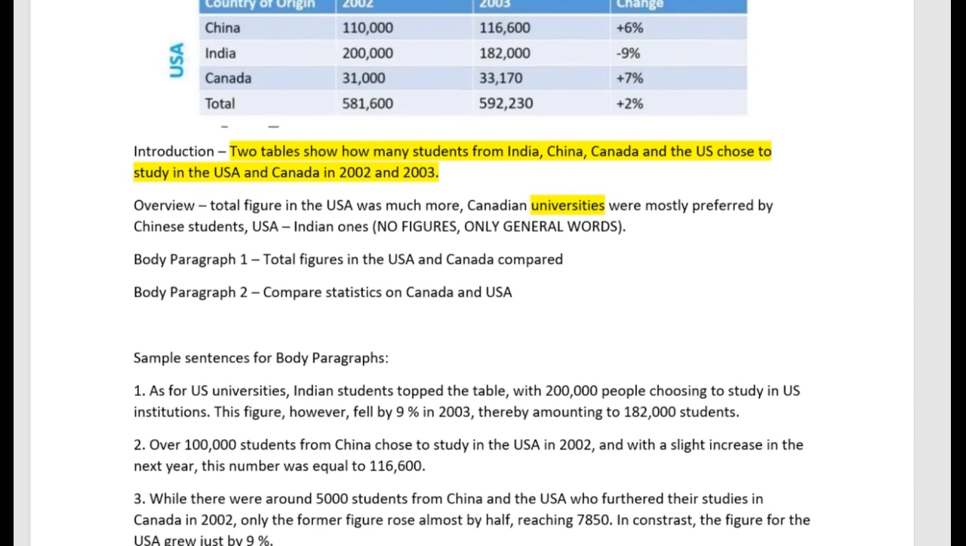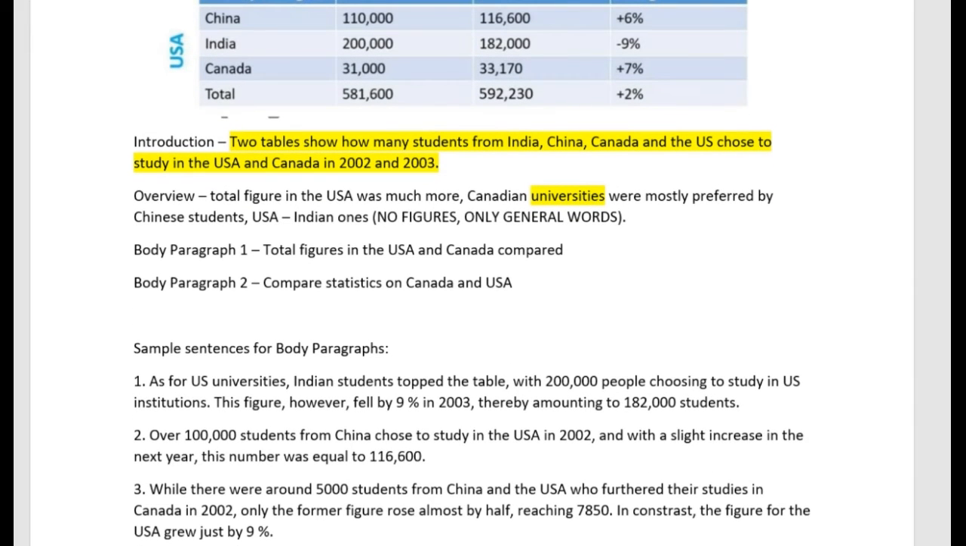Let's now look at sample sentences for this essay. As for US universities, it is very good to start with a clear reference. Indian students topped the table. Top means to lead, with 200,000 people choosing to study in US institutions. This figure, however, fell by 9% in 2003. You see, however, because we showed it topped, but this figure decreased. Of course, we don't use unfortunately because Writing Task 1 doesn't include your opinion or emotions, thereby amounting to 189,000 students.